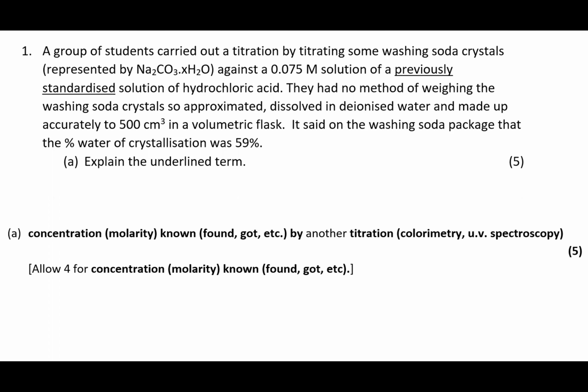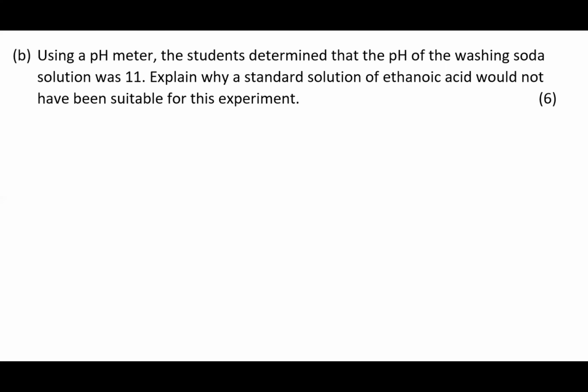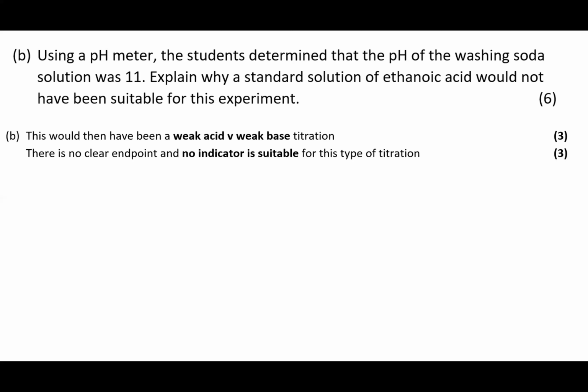Part B. Using a pH meter, the students determined that the pH of the washing soda was 11. Explain why a standard solution of ethanoic acid would not have been suitable for this experiment. So this would have made this a weak acid versus weak base titration. Sodium carbonate is a weak base, ethanoic acid is a weak acid, and there's no clear end point and no indicator is suitable for this type of titration.